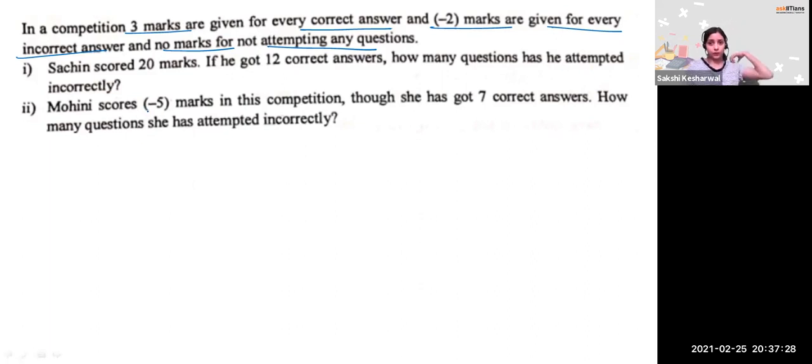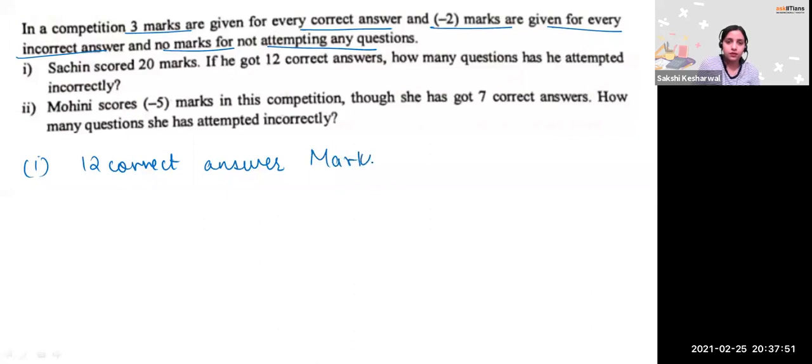So he has scored 20 marks. So that's the total marks he got, right? He got 12 correct, right? So first part, let's see. 12 correct means what? How many marks for 12 correct answers? Marks will be equal to how much, beta? 12 into 3, which is equal to 36, right?